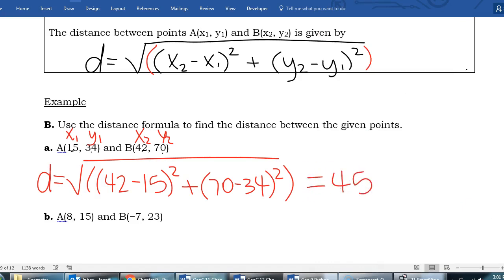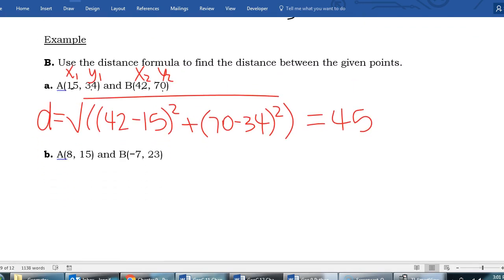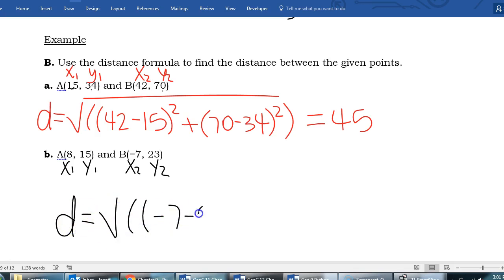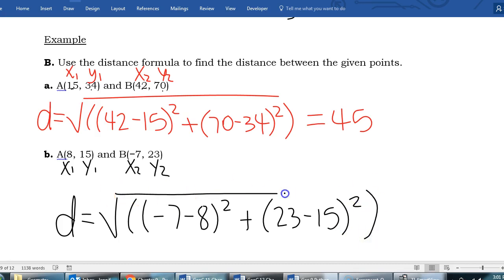I'm afraid my battery's going to die, so I'm going to write this one out really quick and leave it to you to try to get that into your calculator. That's x1, y1. x2, y2. -7 minus 8 squared. 23 minus 15 squared. And if you get that whole thing in your calculator, it should give you the distance from point A to point B in that example.